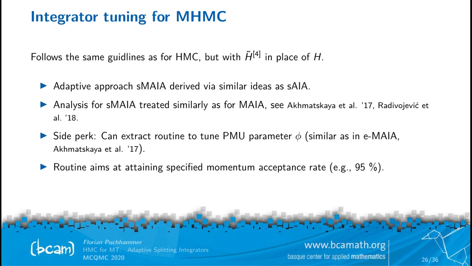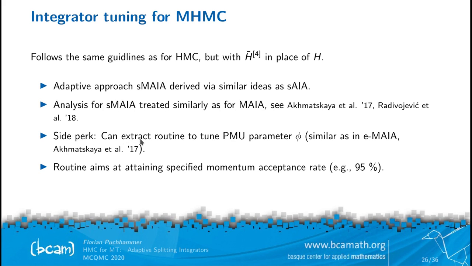Okay, for MHMC, we can derive SAIA, and it works basically exactly the same as for HMC. The only thing is that here we have to use a different Hamiltonian, so the truncated modified Hamiltonian instead of the true Hamiltonian, and basically then everything works out just the same. For the detailed analysis of minimizing the expected energy error, I put two papers here where this is done. It is called the MAIA algorithm.